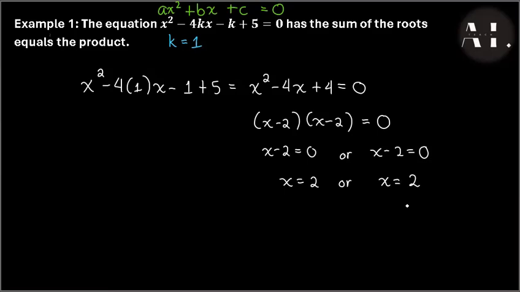Next, we need to calculate the sum and product. The sum of the roots is equal to 4, and the product of the roots is equal to 4 as well. Since both the sum and product are equal to 4, our solution is correct.